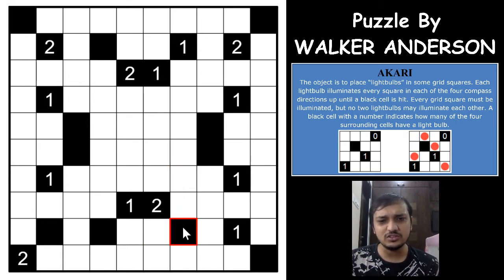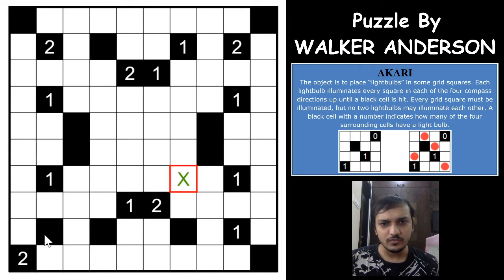So in this case, this cell is not possible because this is already a black cell. This clue is already a black cell, right? So which means that this cell cannot be a light bulb, and we can mark that with the X, right? So I mark that with the X here.